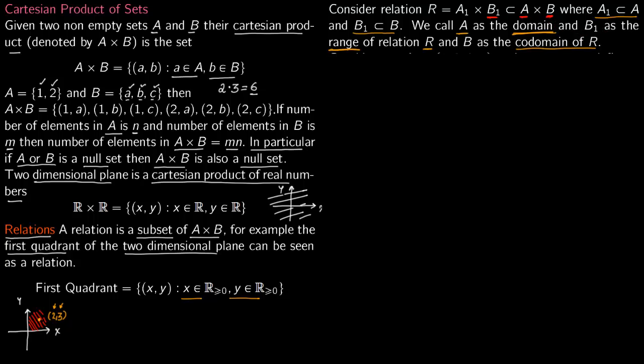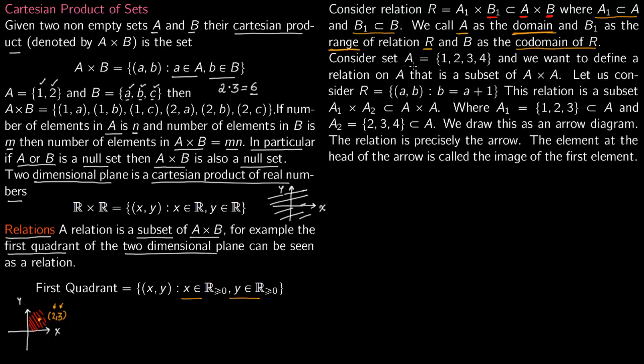Now we do a concrete example. So say you have a set A. Set A has 4 elements, 1, 2, 3, 4, and we want to define a relation on A. Defining a relation on a set A means we are going to talk about a subset of the Cartesian product of A times A.